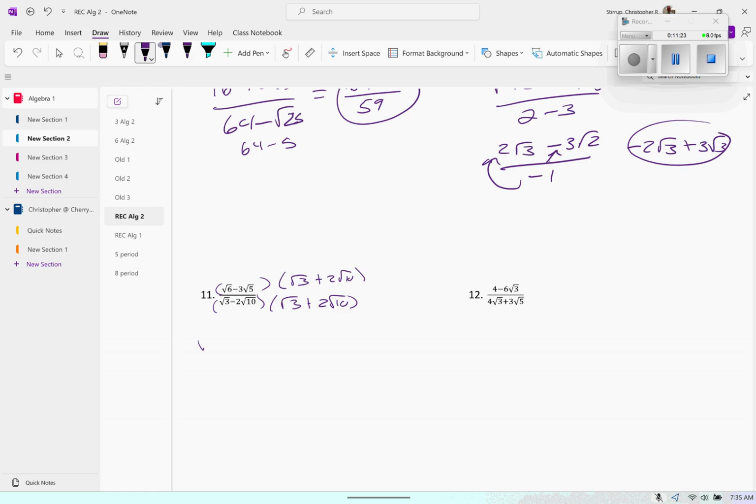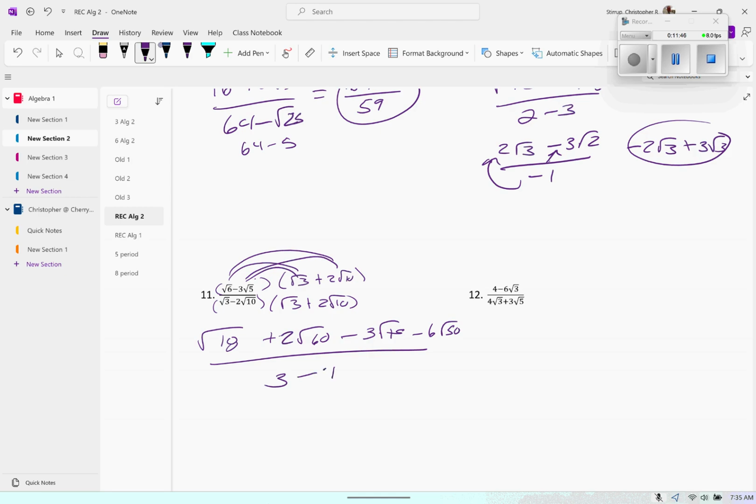So FOIL the top, I'm going to get root 18. That's there. That's going to give me plus 2 root 60. That's going to give me minus 3 root 15. And that's going to give me minus 6 root 50. On bottom, I'm going to get root 3 times root 3 was root 9, which is 3. And then minus 4 root 100.